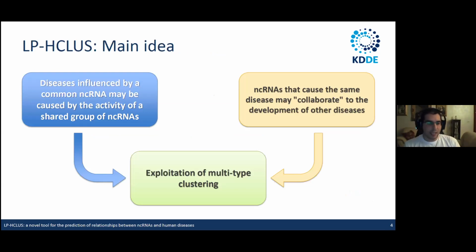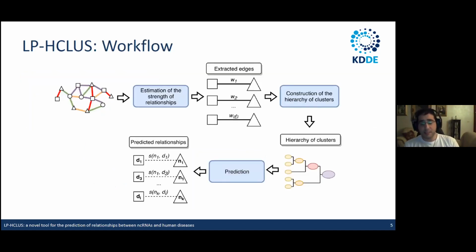So the basic ideas underlying LP-HCLUS are two. The first one is that diseases influenced by the same non-coding RNA can share groups of non-coding RNAs, and on the other hand, non-coding RNAs that cause the same disease may collaborate to develop a new disease. So LP-HCLUS, for this reason, exploits a multi-type hierarchical clustering that groups together diseases and non-coding RNAs that are related in some way. This is the workflow of the system.